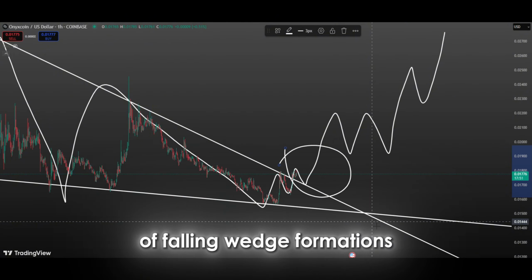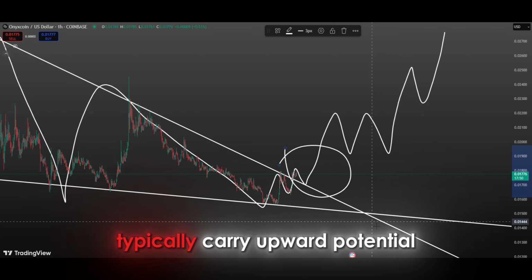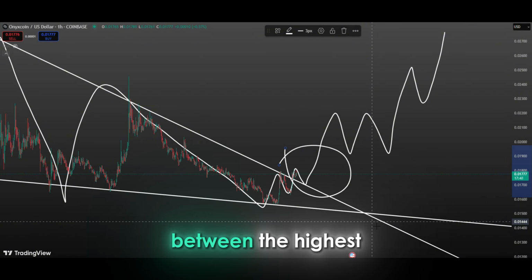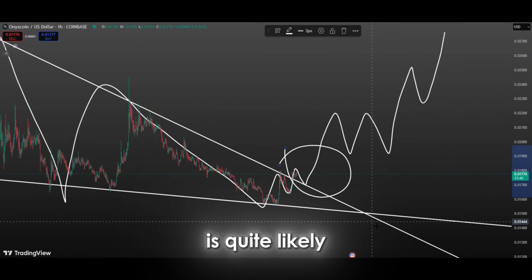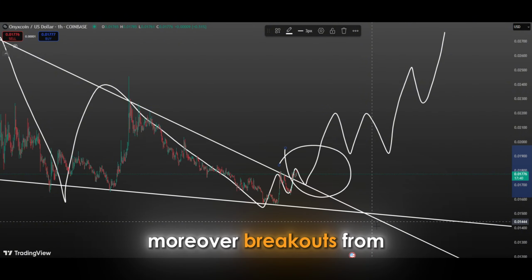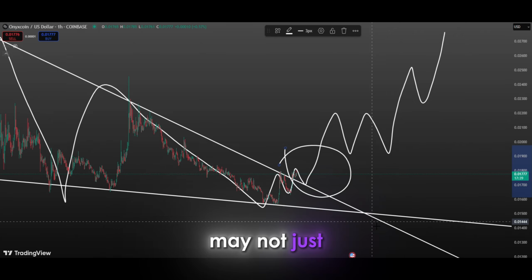The breakout targets of falling wedge formations typically carry upward potential equal to the widest part of the wedge. That means from the breakout point, a price increase matching the distance between the highest and lowest points within the wedge is quite likely. This shows that the price still has significant room to rise and that the potential hasn't been fully realized yet. Moreover, breakouts from such formations may not just signal the start of a short-term move.